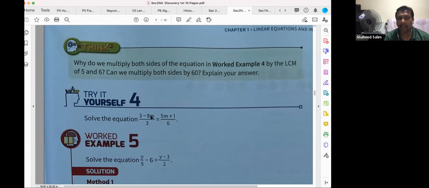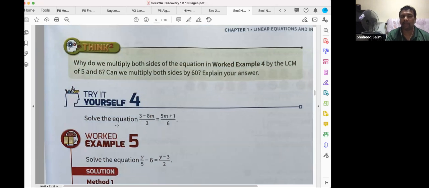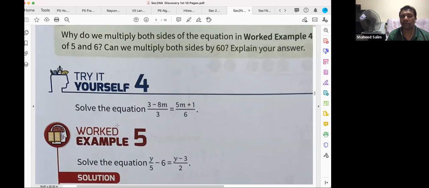We try this one. Now we try a little bit difficult one. It's not so difficult. Can you try to solve the equation: y over 5 minus 6 equals y minus 3 over 2. Clue: put 6 over 1, combine it with the 5 later. And then you get, you try.